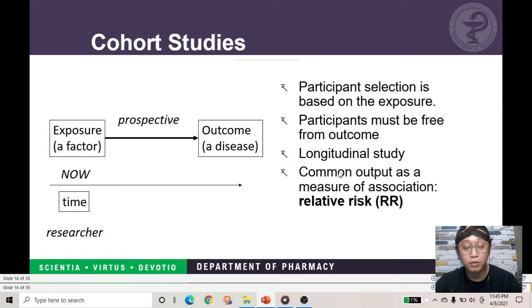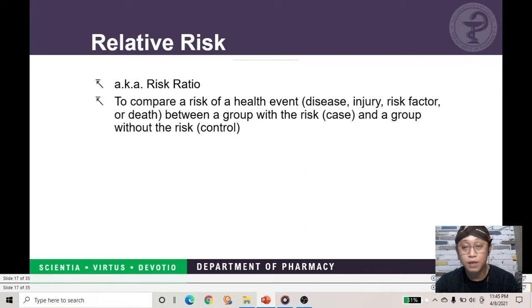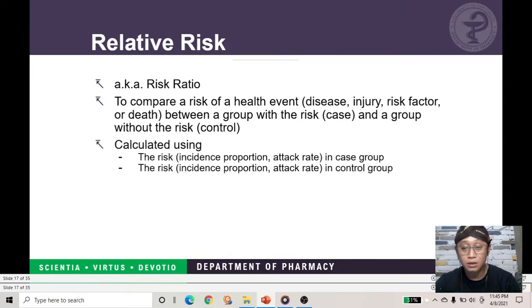So the common output measure from this design is relative risk, or we can call it a risk ratio. The risk ratio compares the risk of a health event, which can be disease, injury, risk factor, or death, between a group with the risk, the case, and a group without the risk, the control. This is calculated by creating a ratio between the risk in the case group and the risk in the control group.